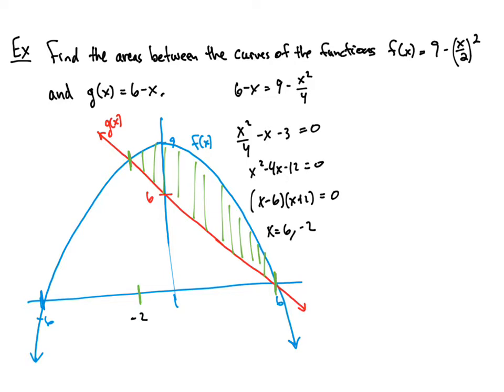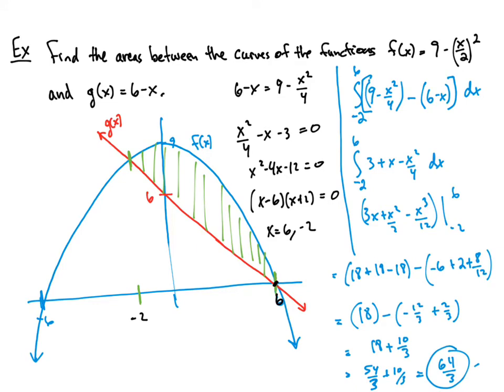So the eye test confirmed that the graphs cross at x equals 6, and they also cross at x equals negative 2. Once we have the limits for the integral, we just set up the integral. F of x is always bigger than g of x, so we'll do f of x first: 9 minus x squared over 4 minus g of x, which is 6 minus x, and then we just integrate. My recommendation would be to pause the video and see if you can evaluate this definite integral on your own.